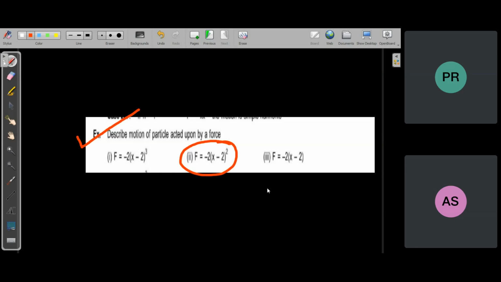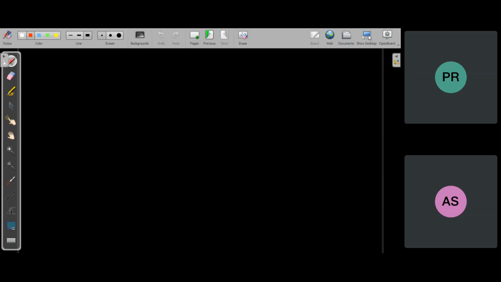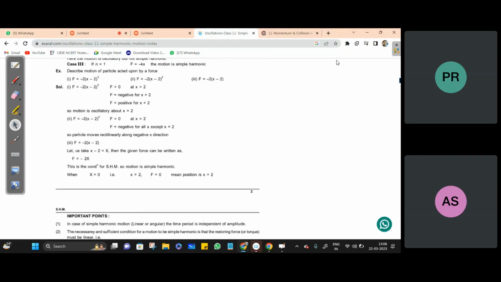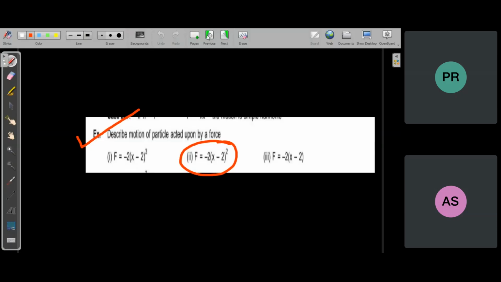It's not oscillatory. It's translatory motion, because the force is always in one direction, right? Yes, sir. You can say it's translatory motion. So it is not oscillatory. Correct. Now here, find the mean position for this SHM.